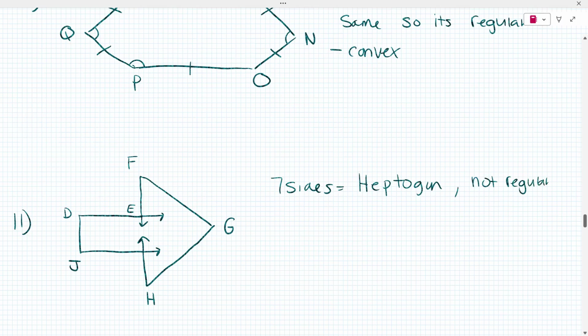And look at the angles inside and the sides. Is this concave or convex? So look at the arrows. You have the arrows on the inside, so that means that it's going to be concave.